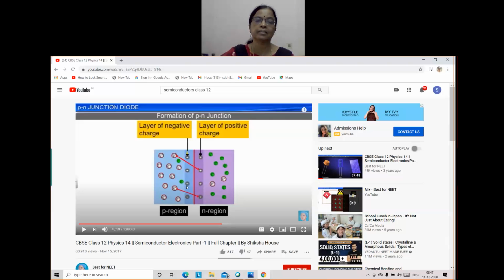Immovable charges, not free charge carriers. They are not moving. They are not crossing. So in effect, what happened? The n side becomes slightly positive near the junction. The p side becomes slightly negative near the junction. So what happened? Diffusion current decreases.